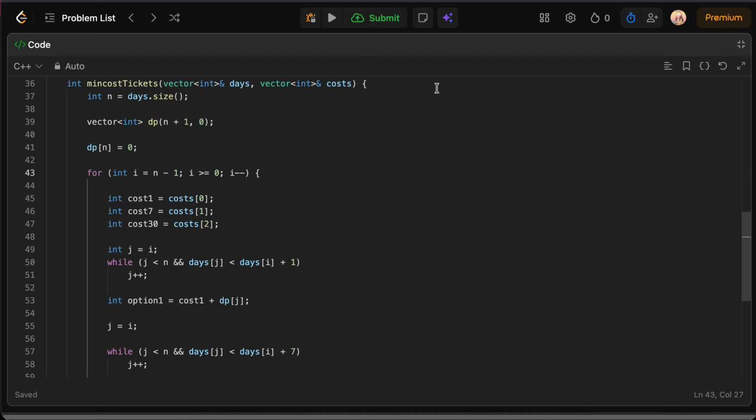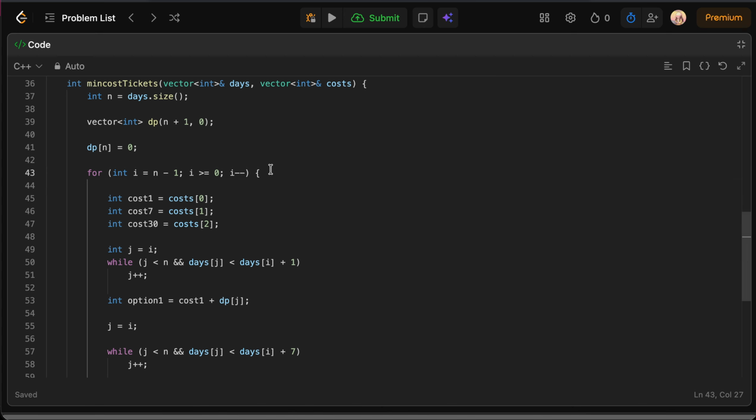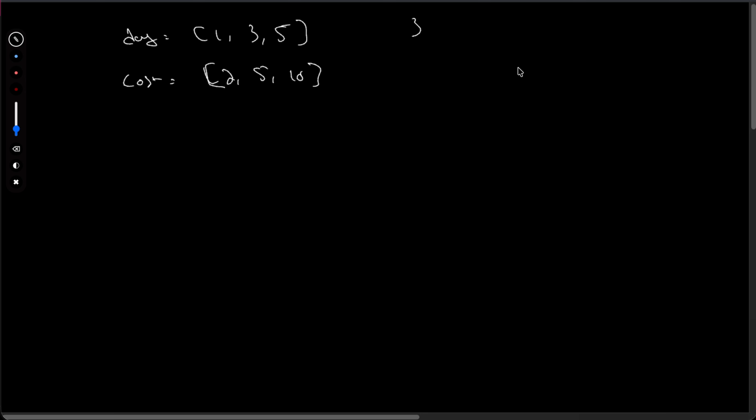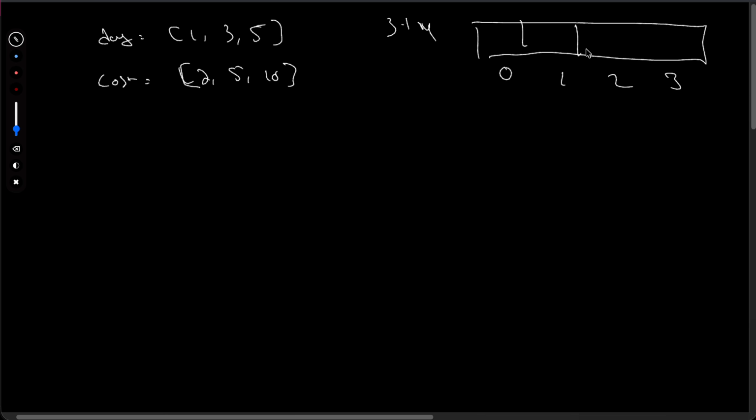n is days dot size, which means 0, 1, 2, so 3 days. So 3 days plus 1, we have done with plus 1, so 3 plus 1 is 4, so we take 0, 1, 2, 3. The last dp of 3 is 0 because no days are left. Now we start the loop from backward.